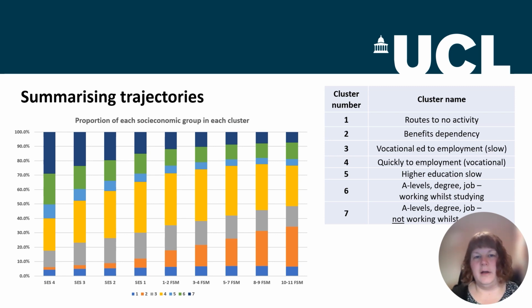And then towards the other end, you see clusters 6 and 7, which are that traditional route through the academic system, split according to whether someone is working whilst they're studying, in green, or not, in dark blue. And again, you can see those are socially graded, but in the opposite direction, with those in the highest socioeconomic status group being the most likely to follow those routes, and actually even more strongly graded for those who are not working at the same time, as you might expect.